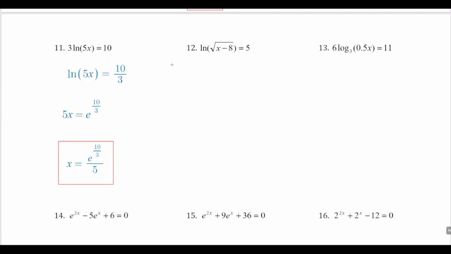For number 12, oh yeah, and one last thing, this is positive, so plugging it into x here doesn't cause an issue. Positive times a positive is always positive. Don't really care exactly what it equals, as long as it's positive, we're in good shape.